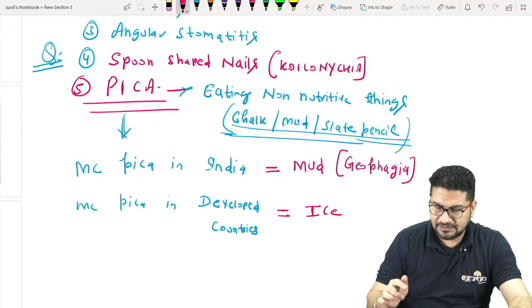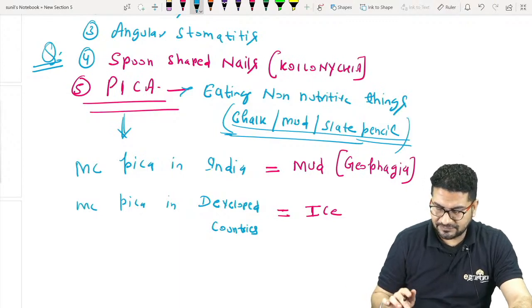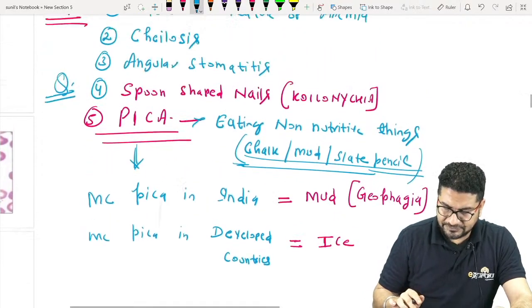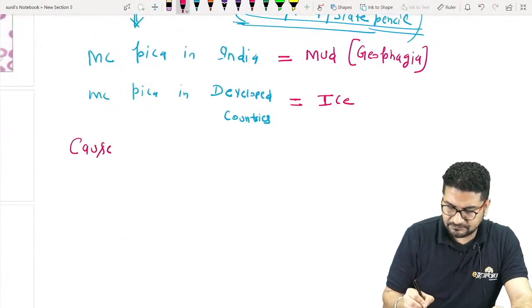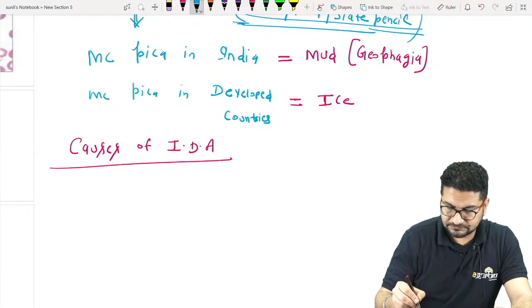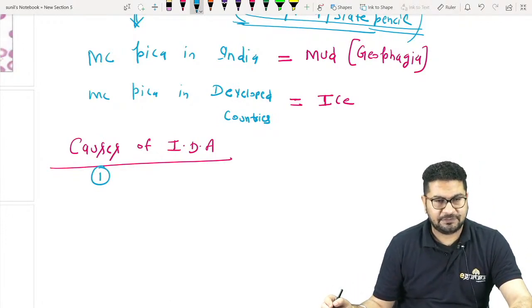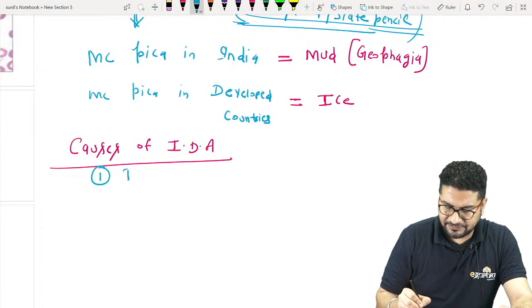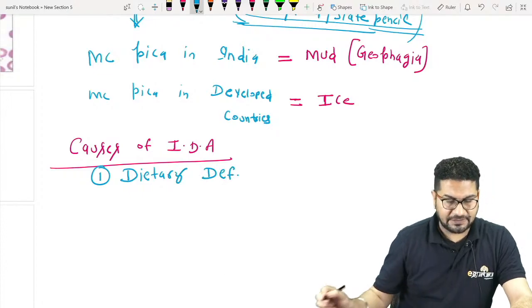So based on this, you should know what are the causes of iron deficiency. What are the causes of iron deficiency? So what you have to remember, these features. Along with this, you should remember the causes of iron deficiency anemia. So one by one we will write the causes. Patient can develop iron deficiency anemia if you are not taking sufficient iron in diet. So that is dietary deficiency. First cause will be dietary deficiency.